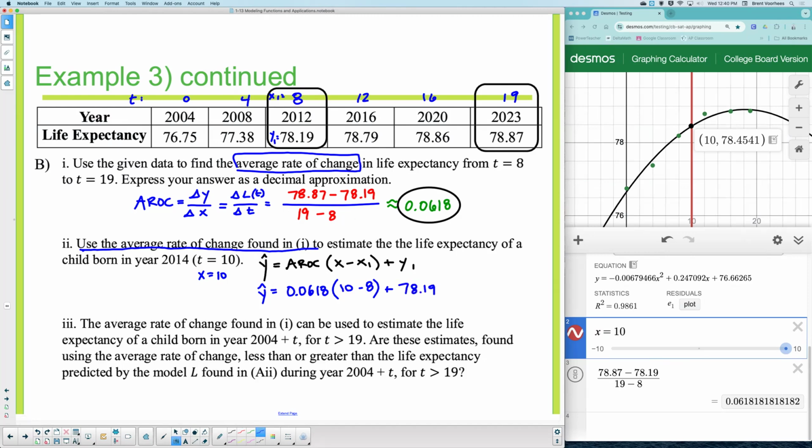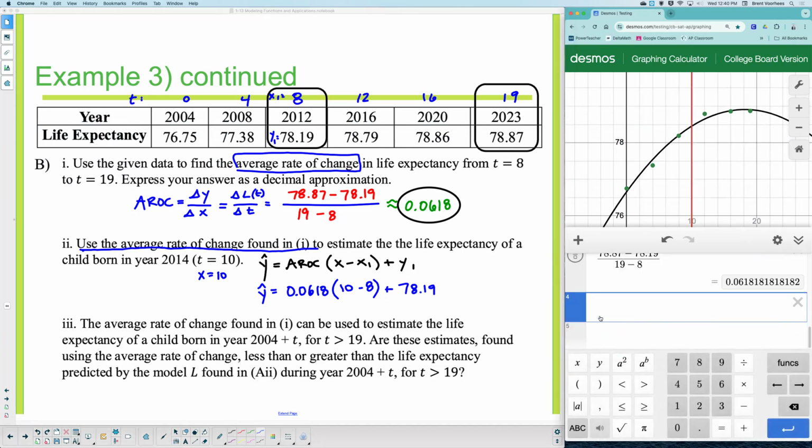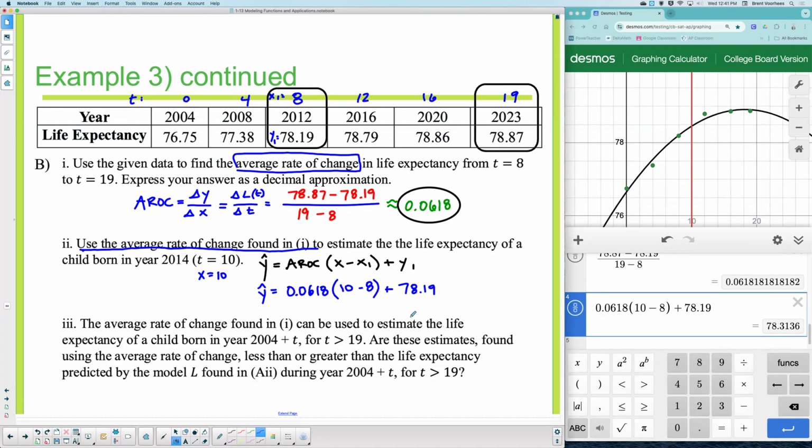78.19. I'm going to type that in the calculator and see what I get. So 0.0618 times 10 minus 8. Again, you can simplify if you want. I'm not worried about that because I'm using the calculator. I'll type all that in. I'm getting 78.31. What should we get when we round that? 78.314. That would be your estimate here.